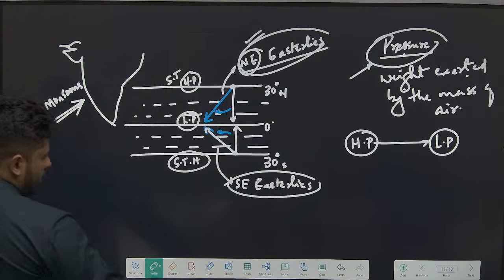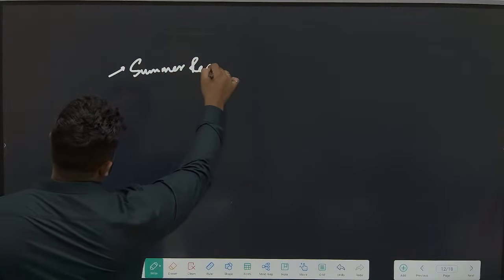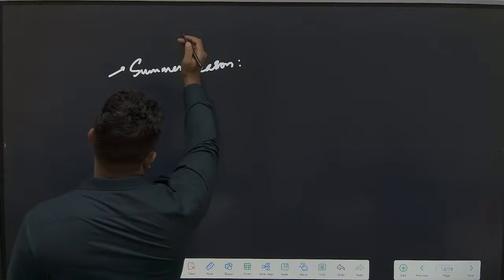Okay? So let's discuss the seasons. Number 1, summer season of Karnataka. Please tell me the peculiarities. The summer season of Karnataka.